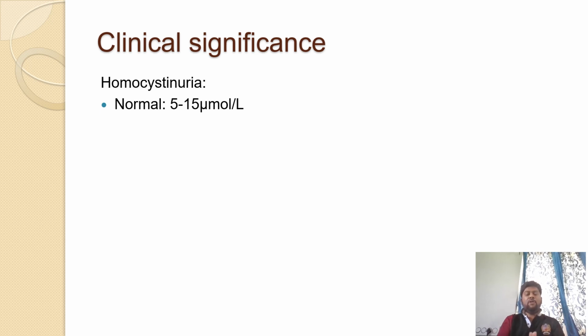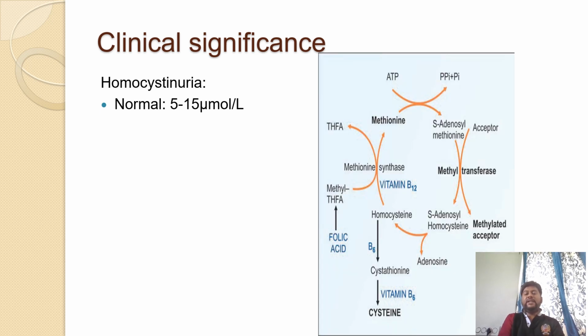When you look at the metabolism of sulfur-containing amino acids, homocysteine is formed as an intermediate during the conversion of methionine to cysteine. So during the interconversion of methionine to cysteine, homocysteine is formed. This homocysteine has two different fates in our body.